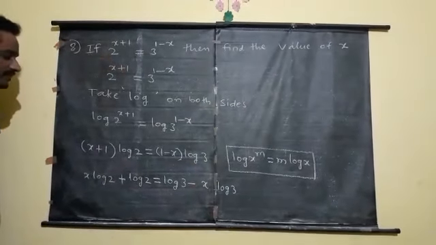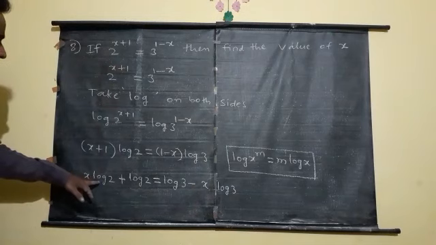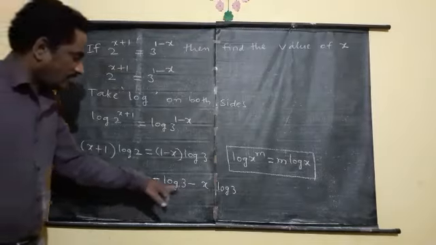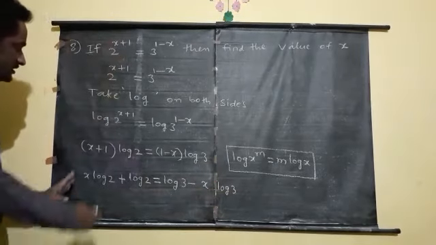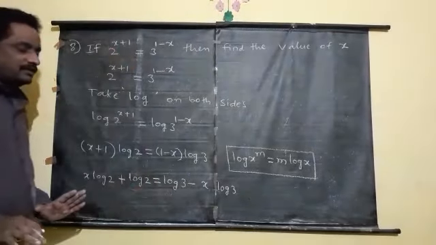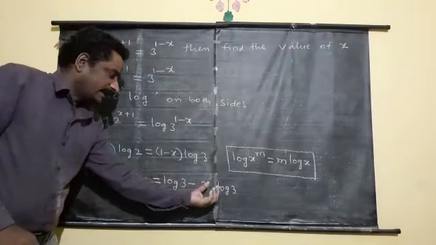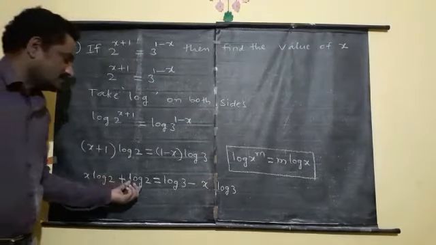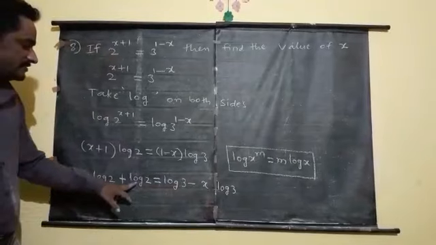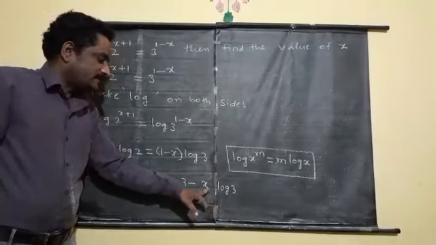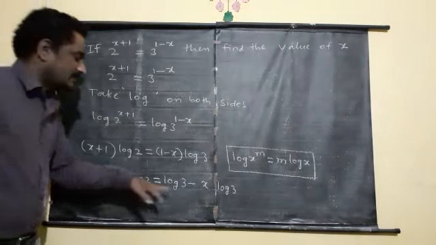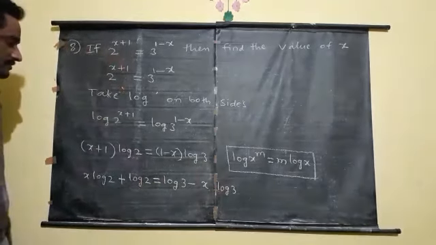In the next step, what we have to do: this is x log 2, LHS side x log 2 is there, RHS side minus x log 3 is there. This is an x term, this is also an x term. This is a constant, this is a constant. So x terms we write on the left side, constants we write on the right side. That means this x term we have to bring left side, this plus log 2 we have to send right side. Minus x log 3 we bring left side of the equal to symbol, and plus log 2 we send to the RHS side.